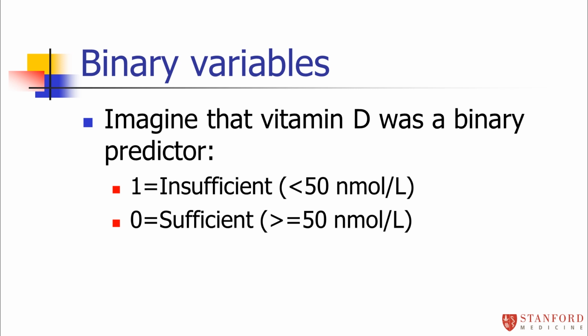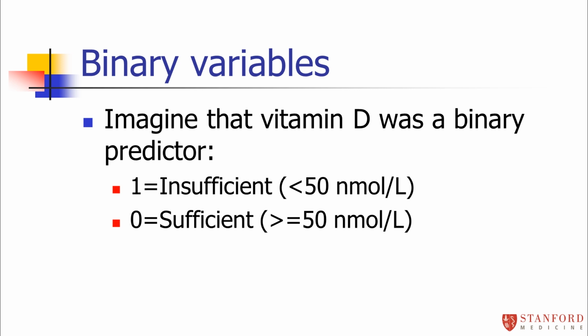Imagine for a moment that I wanted to use vitamin D as a binary predictor. We've been talking about this example all week where I've been treating vitamin D as a continuous predictor. But there might be some reason that I end up wanting to treat vitamin D as a binary predictor. Maybe for some reason in my data set I don't have it as a continuous predictor, or maybe I'm clinically interested in comparing the insufficient group to the sufficient group. So for whatever reason, I'm using vitamin D as a binary predictor.